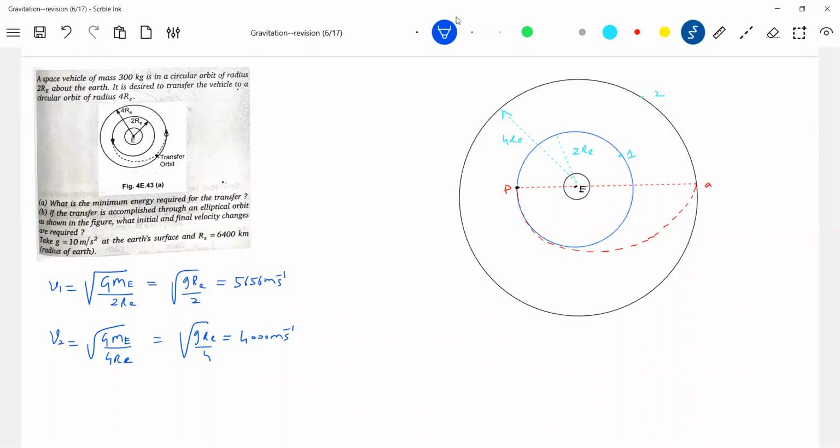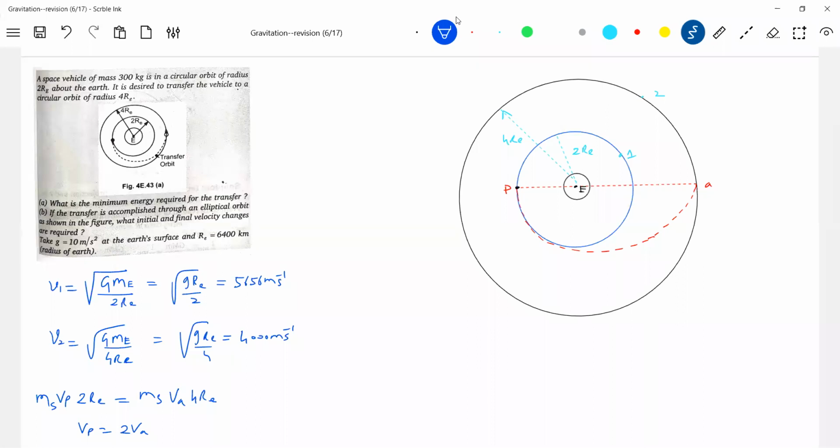So what is the velocity of the satellite needed at perigee and apogee? That has to be calculated. What we know is this distance, 2RE. And the farther distance will be 4RE. Shall we apply the conservation of angular momentum between perigee and apogee? VP into 2RE, mass of satellite, should be equal to mass of satellite into VA into 4RE. So VP is equal to 2 times VA. There's one equation, applying conservation of angular momentum between perigee and apogee for the transfer orbit.